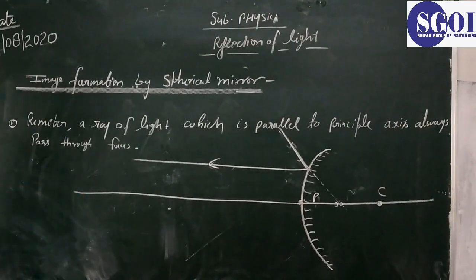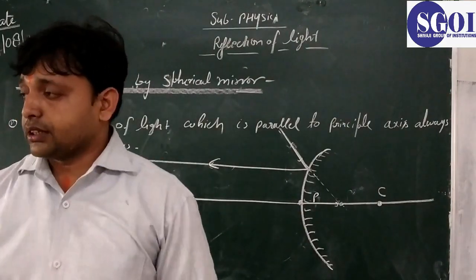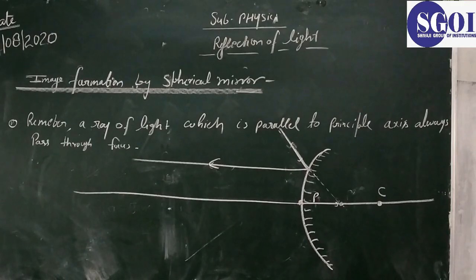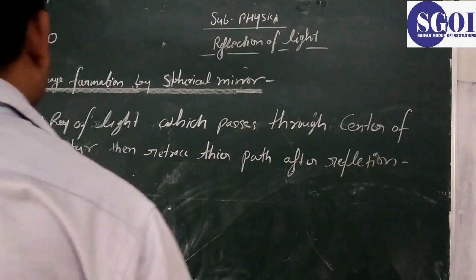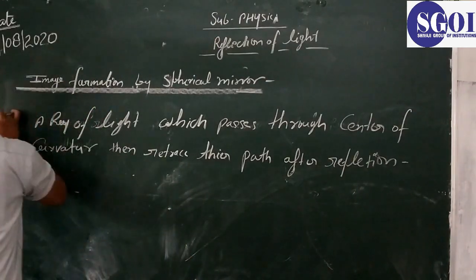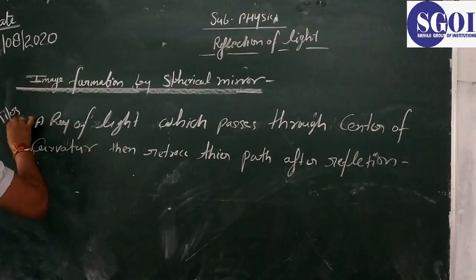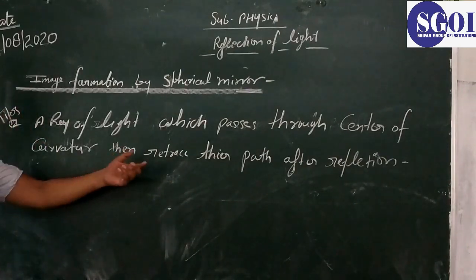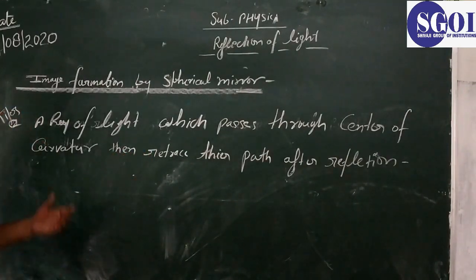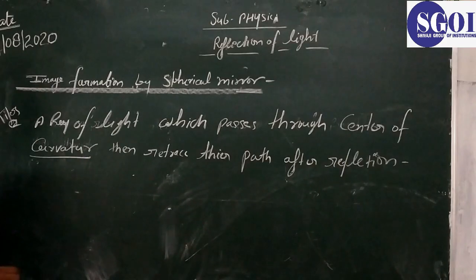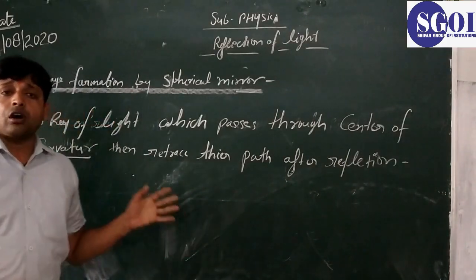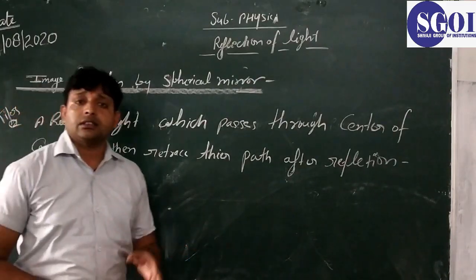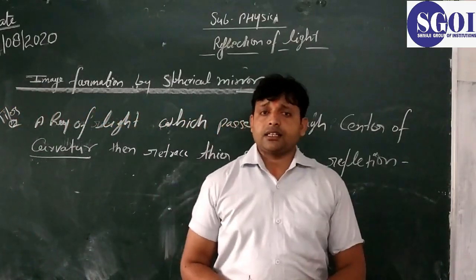Now, the second point, note this. Second tip: a ray of light which passes through the center of curvature. We know that both convex and concave mirrors have a center of curvature.